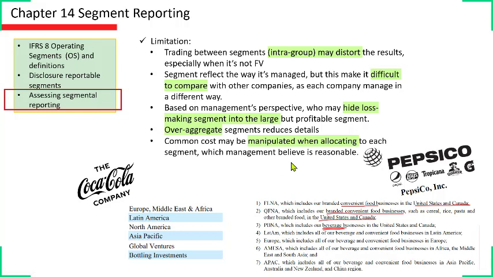And common costs may be manipulated by allocating to each segment, because for those segments we have headquarter overhead, and those headquarters are pure cost centers, right? So you're going to allocate the cost to each of the profit centers, to each of the BUs, but the allocation can be very different or can be manipulated.